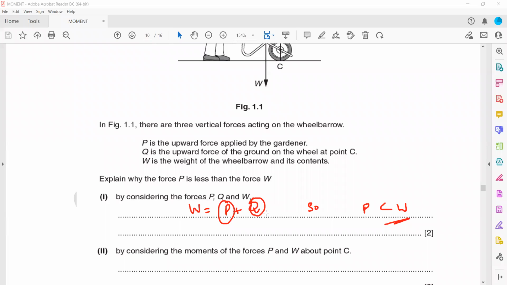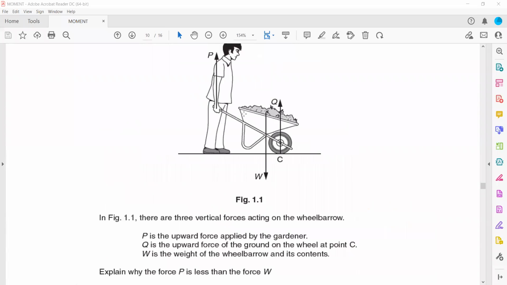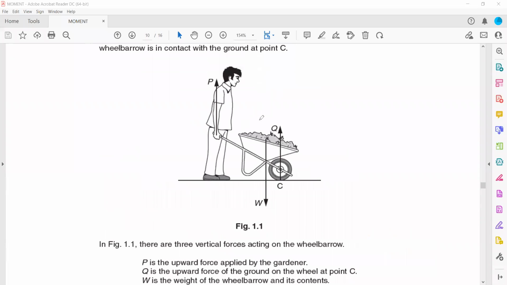Then the second part, by considering the turning effect of P and W about C, we have to tell why, in terms of turning effect, P is always less than W. Look, when we are calculating about C, C is a pivot, a point of rotation. So P is causing a clockwise rotation and the weight is causing an anti-clockwise rotation. As it is in equilibrium or balanced, the total clockwise moment and anti-clockwise moment will be the same.